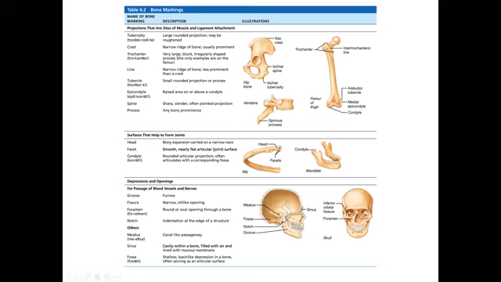Foramen, so we've got the big foramen magnum at the base of the skull, and that's where the brain is connected to our spinal cord, and the spinal cord leaves or comes off the brain and goes all the way down our spinal column. Notch, for example, the sternal notch, again another landmark, so that's another important word to know.